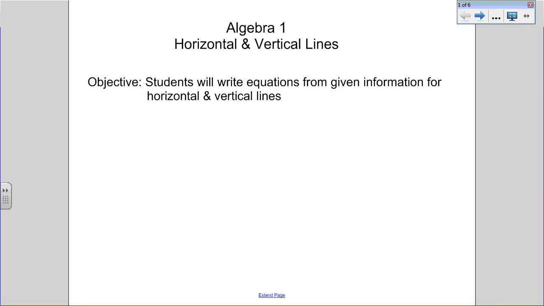Ladies and gentlemen, today we're going to take a look at horizontal and vertical lines. So your goal is to write equations from different given information for horizontal and vertical lines. So let's take a look at what this is going to look like.